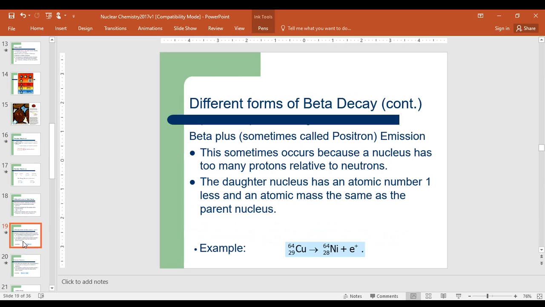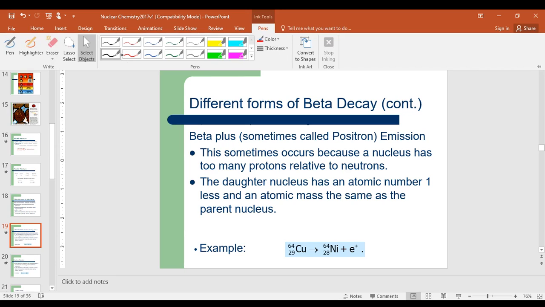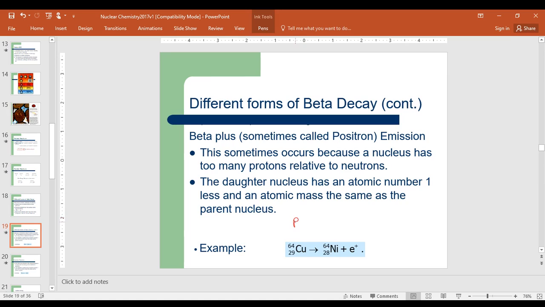Beta minuses are basically just normal electrons. Another type of radiation is beta plus. We call this, again, positron emission. This might be a situation where we have a nucleus with too many protons. So I think about it as a proton splitting up into a neutron and a beta plus particle. Here we have more neutrons being produced. So this reaction down here is just an example of a situation where you have beta plus or positron emission.